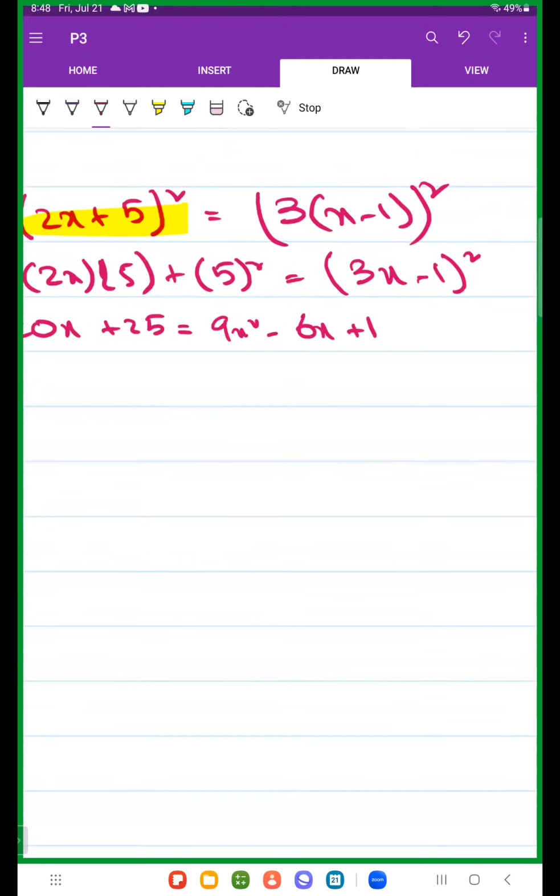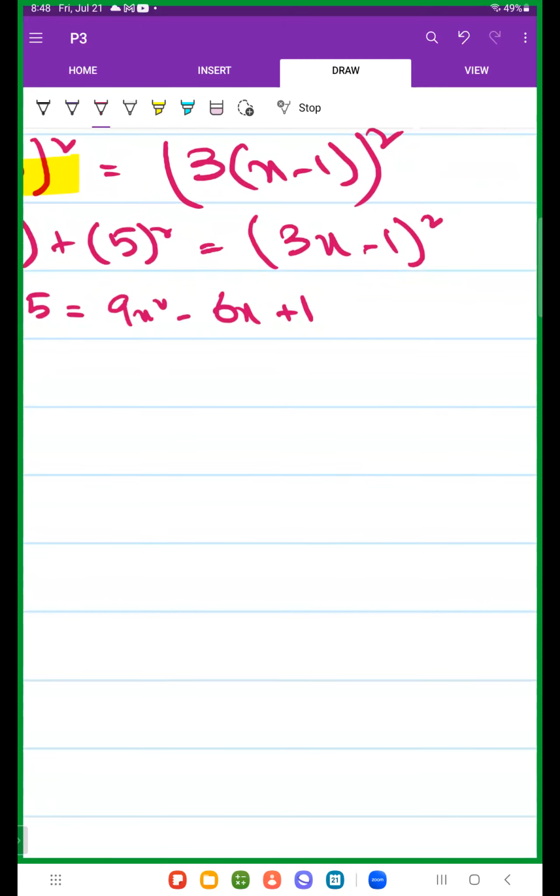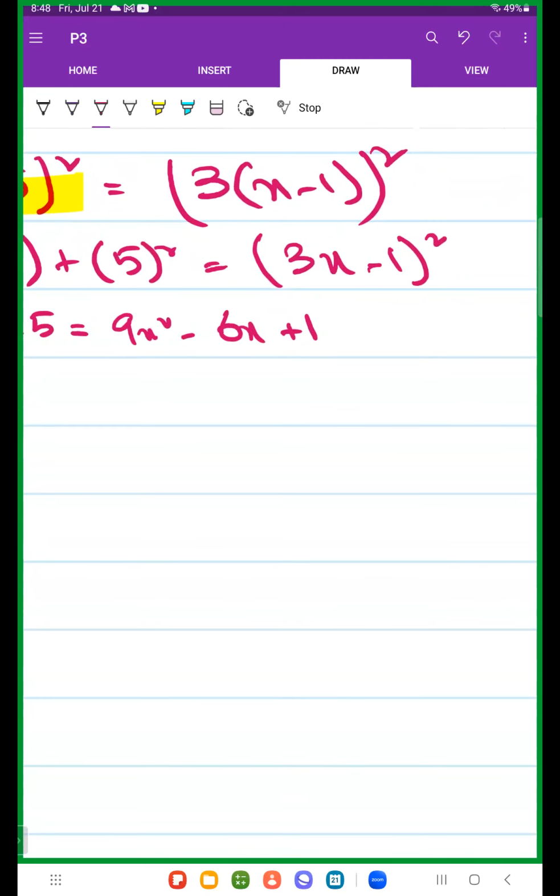This should be minus 3 instead of 1, because 3 multiplies with x and minus 1. 3 minus 3. Yes, this you're saying? Yes, you're right.